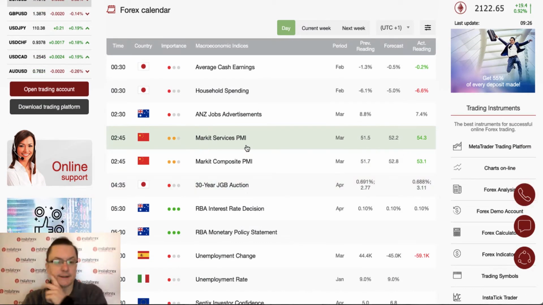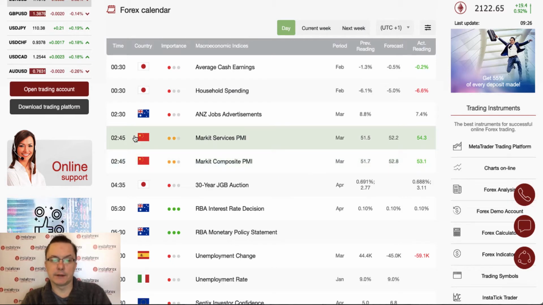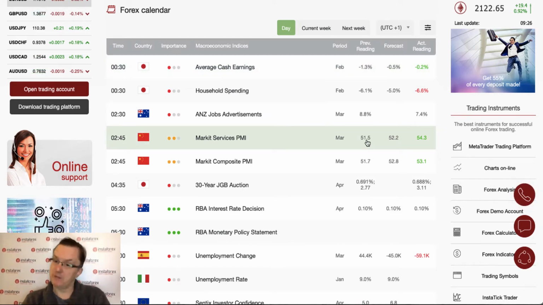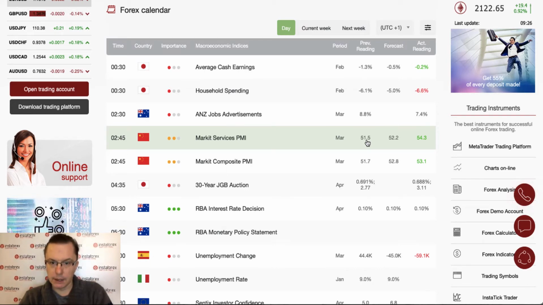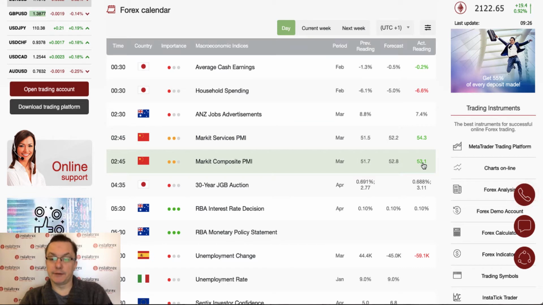We got market services data, the PMI data from China, services and composite released overnight. As you can see, all of them beat the expectations. Actual reading was 54.3, while the forecast was 52.2 and the previous reading was 51.5. Very good reading, beating the expectations. And the other one, the composite, was 53.1, forecast 52.8, previous reading 51.7, beating the expectations.